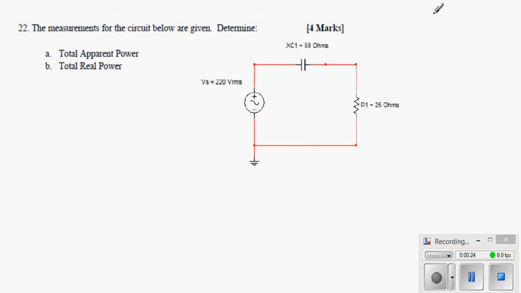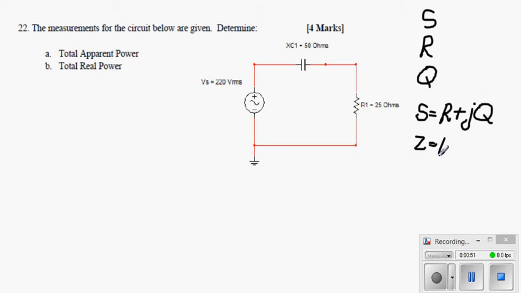There is apparent power, which we call S. There's real power, which we call P. And there is reactive power, which we call Q. And we say that S is equal to the real power plus j times the reactive power, almost the same way that we write Z when we say Z is equal to R plus j times X, or rather X total.